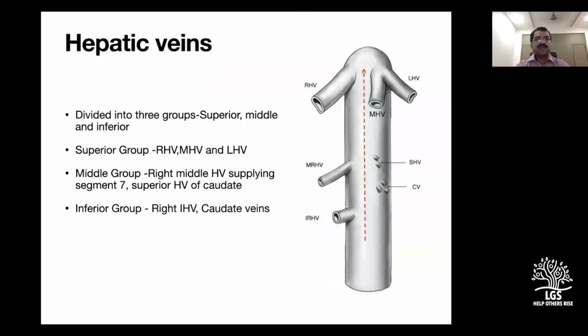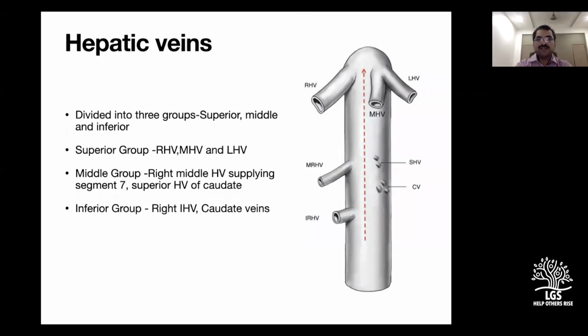So next comes the hepatic veins. You see a picture of the IVC with the major veins which drain into the IVC, and there is a space on the anterior surface of the IVC. That space is used by some of the liver surgeons to do what is called the hanging liver maneuver. That is a very common maneuver done by the transplant surgeons.